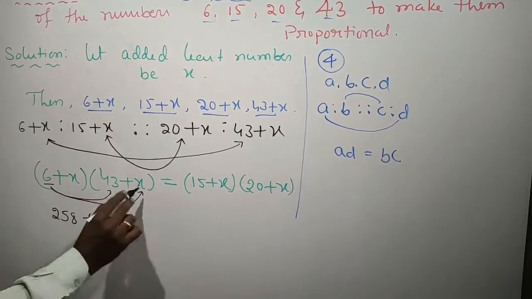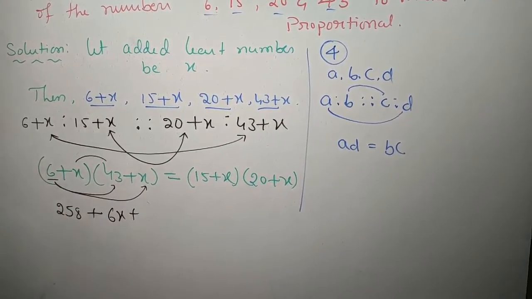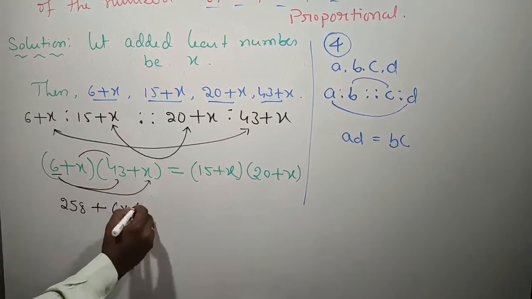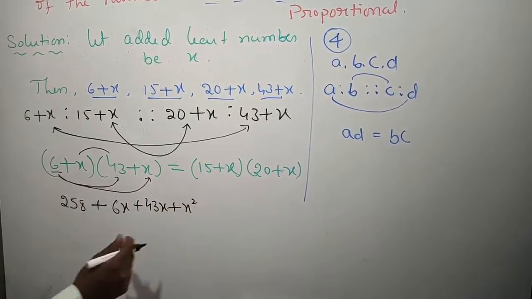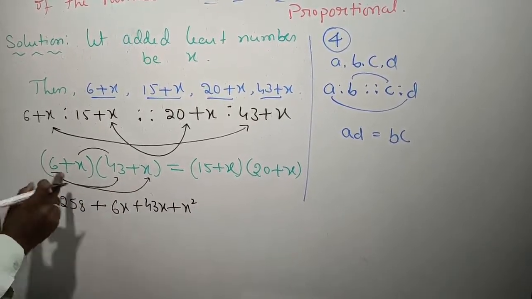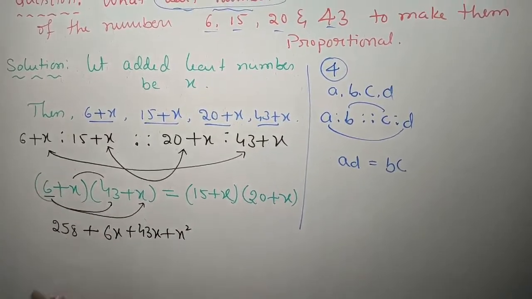Over, from 6 I multiplied these two terms. Next from x: x into 43, 43x, plus x into x, x square, children. Otherwise you can use your own method: 6 into these two terms separately plus x into these two terms separately. One more step will come. You should follow that method.